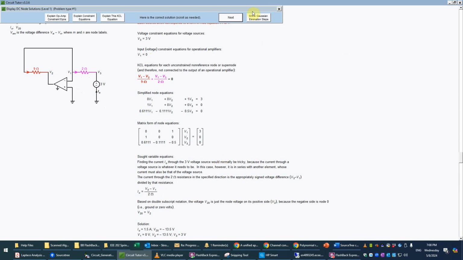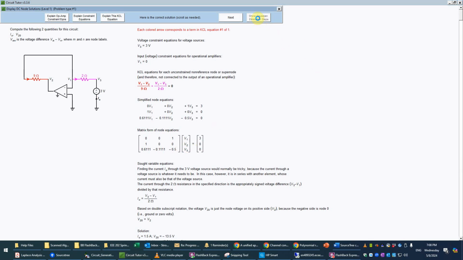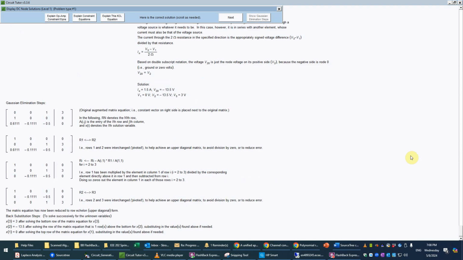Okay, and you can also see the Gaussian elimination steps, but honestly, if you're using Gaussian elimination to solve this problem, you're really not doing it a very good way. But it does have the ability to show it to you if you really are determined to look at it from that point of view. You can do it with Gaussian elimination as shown here, but it's much easier just to substitute.